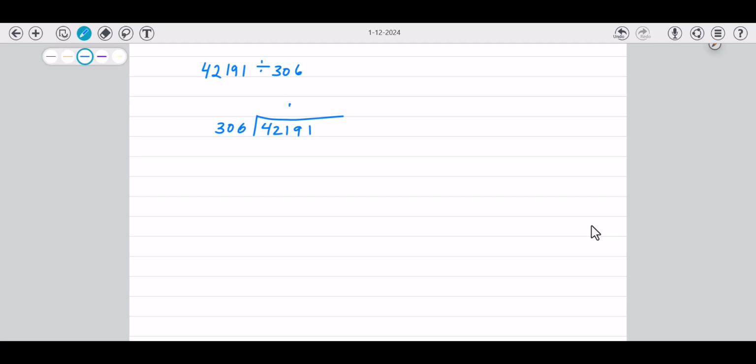I know it's only going to go 1 time. How do I know that? Because if I take 306 times 2, that's 12, 612, and that's too big. So I know it only goes 1 time. So I have 306, and now I subtract this line. 6 goes into 1, I need to make that 11. So 5, and I borrowed 1 here. And then 4 minus 3, which is 1. And now I bring this next value down.